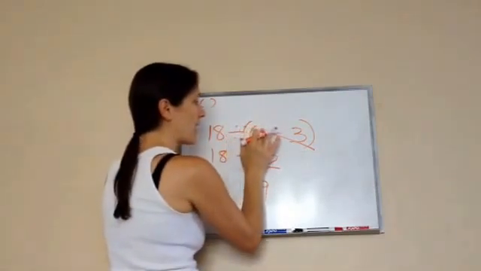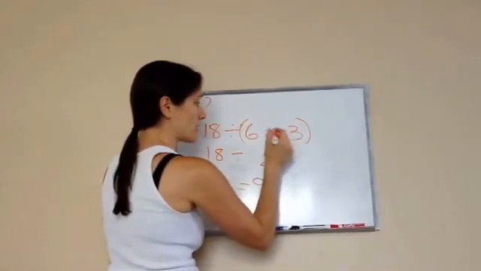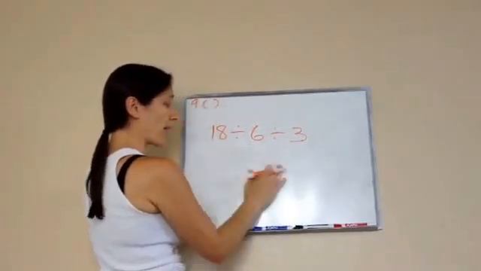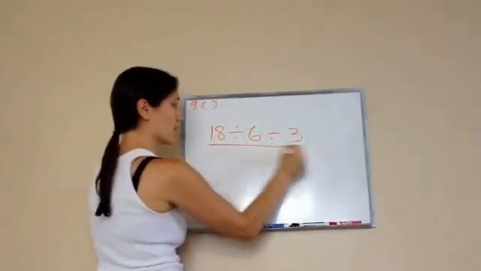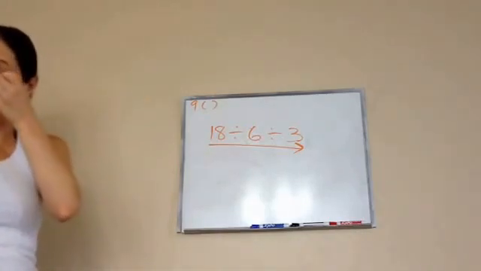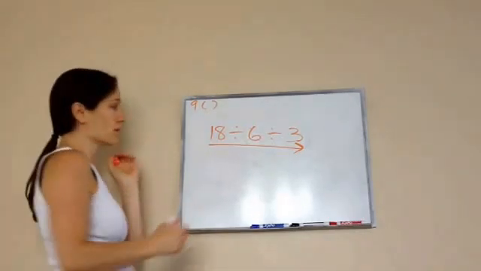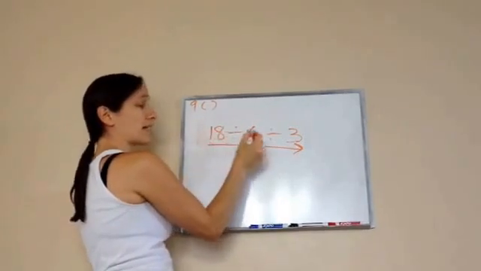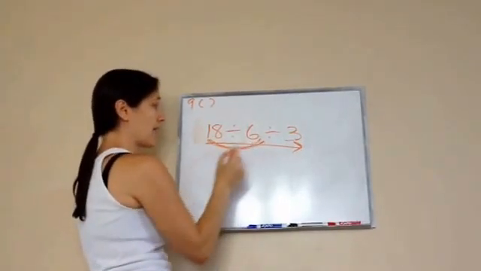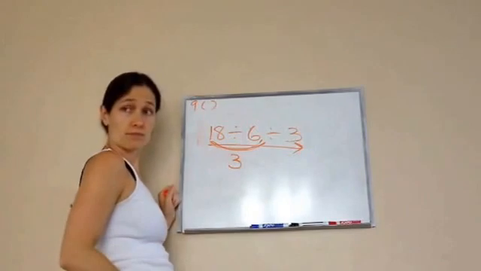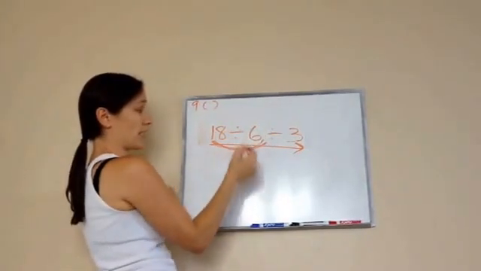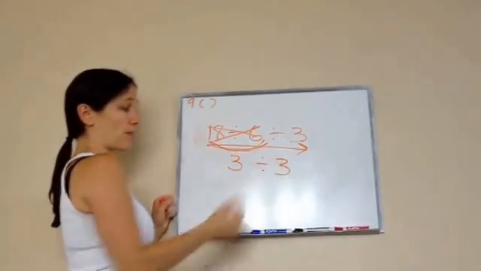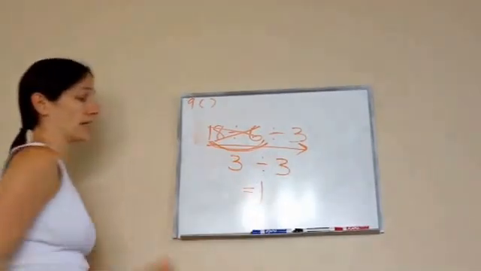But this time, we're not going to use parentheses. Okay? And we're just going to go left to right because there are no parentheses. So what's my first problem? 18 divided by 6. Yes, you're exactly right. So if I do 18 divided by 6, the answer is 3. Okay. 6 times 3 is 18. Now I'm going to bring down the rest. 3 divided by 3 is 1.